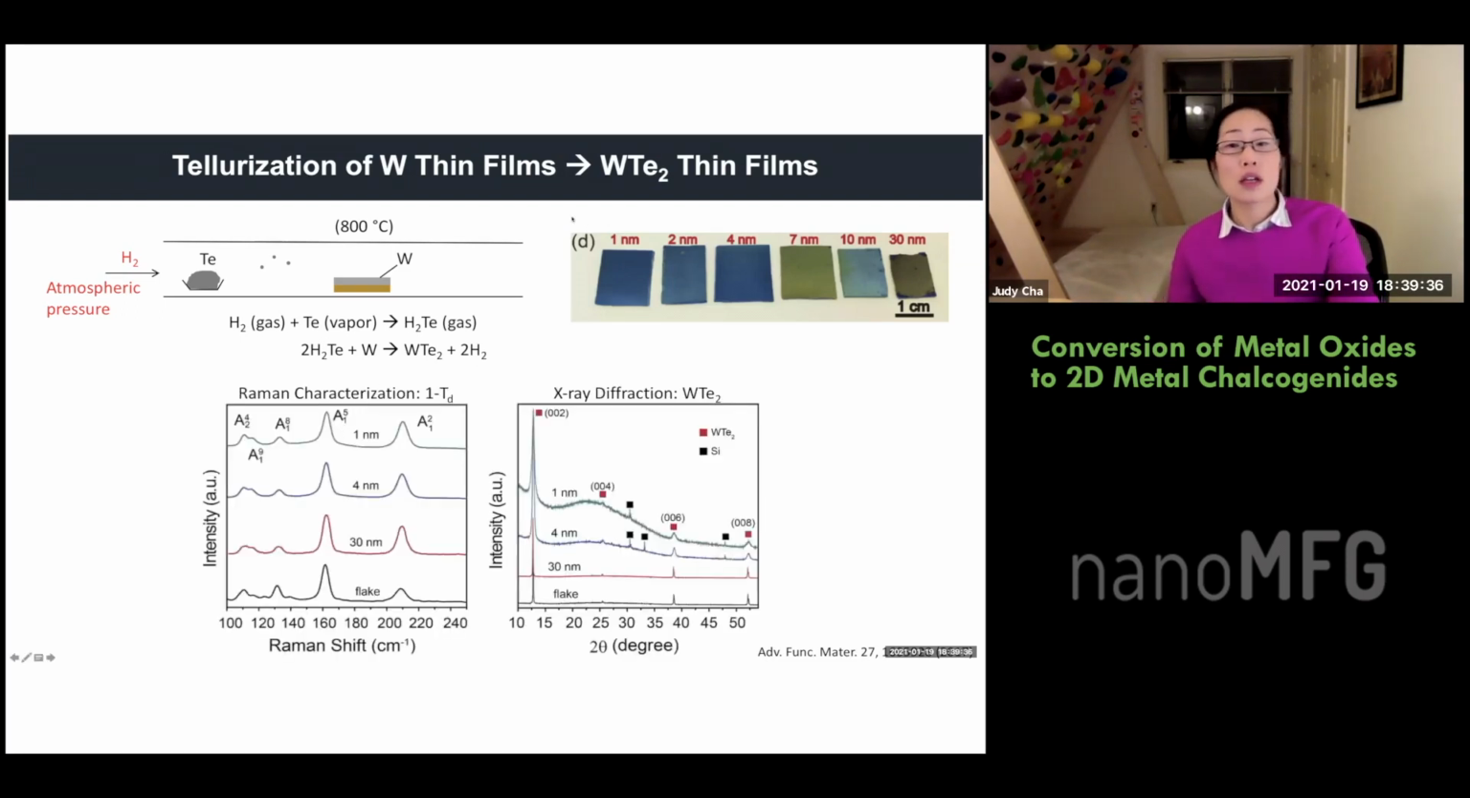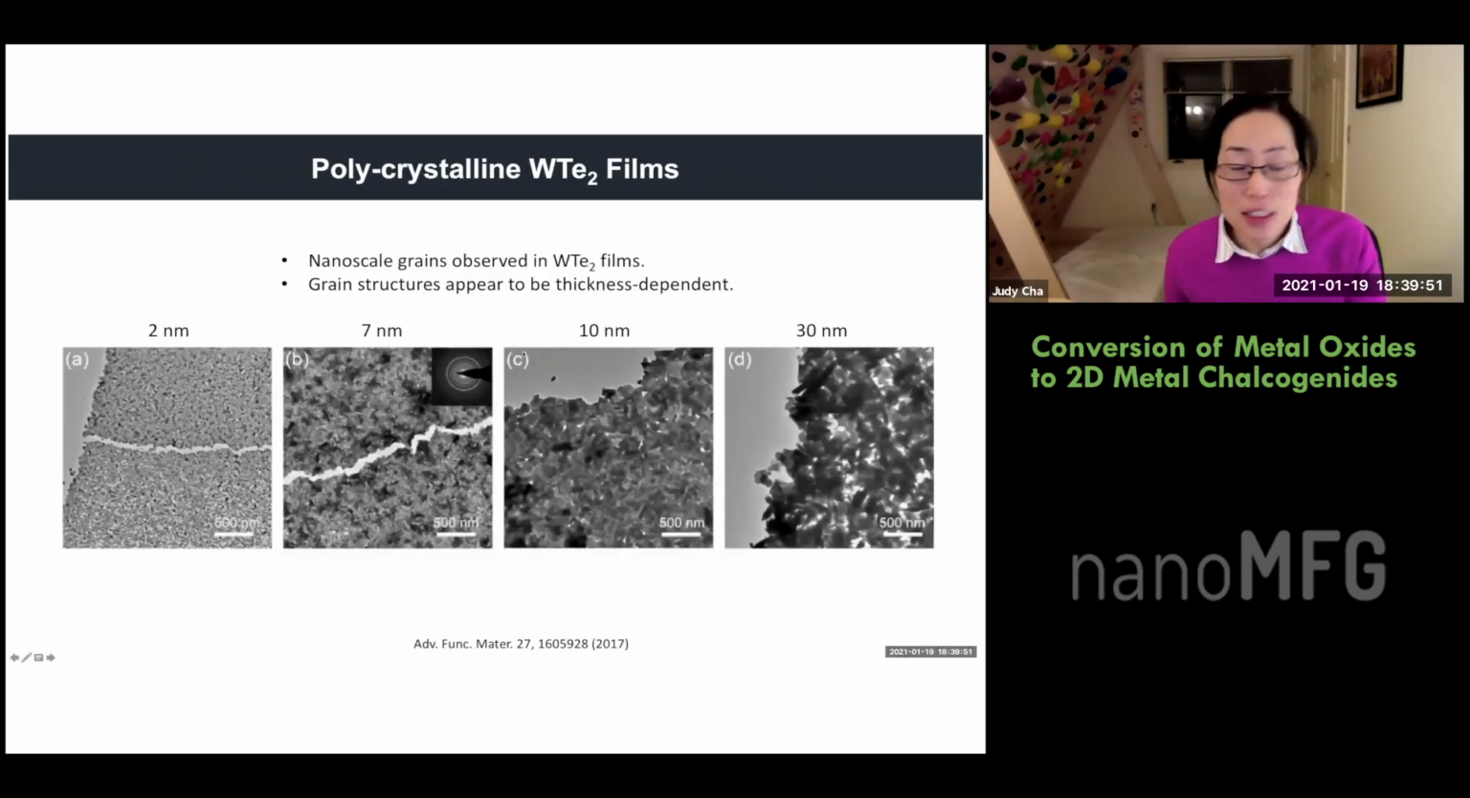And you can do the Raman characterization, XRD, and then we see that this is a Td phase tungsten telluride. So this is all good, right? Like large scale, super simple, super straightforward. But the dirty secret is that it's polycrystalline. So here is the tungsten telluride. These are the nominal sputtering thicknesses of the tungsten, the initial starting point: 2 nanometers, 7, 10, and 30. But now this is after tellurization. So you can see that the grain sizes are at the nanoscale, 10, 20 nanometers, okay? So this is terrible for transport. If you want to do transport measurements, this is terrible.